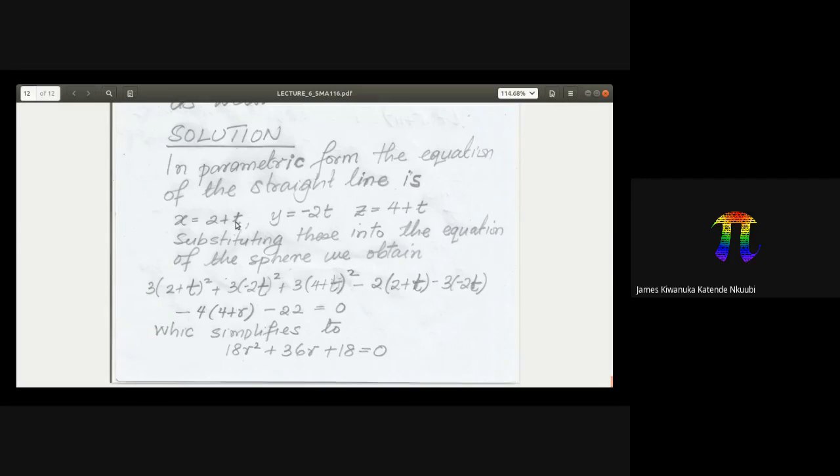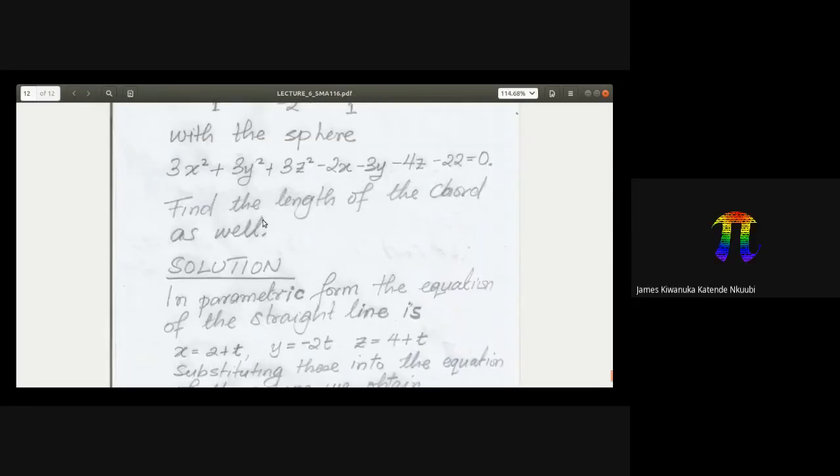If t is -1, then the point of intersection will be x equal to 2 plus -1, which is 1. And y will be equal to 2. And z will be 4 minus 1, which is equal to 3. So the point will be (1, 2, 3). So there's only one point, and that means the length of the chord will be 0. Since there's only one repeated root, this line will touch the sphere at only one point.